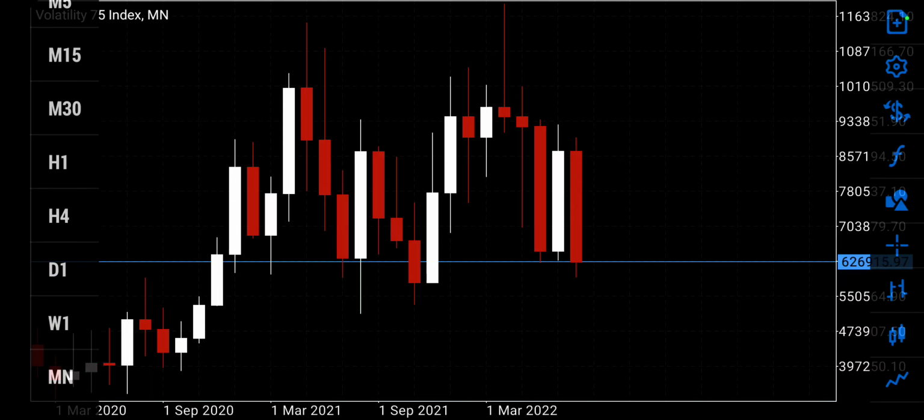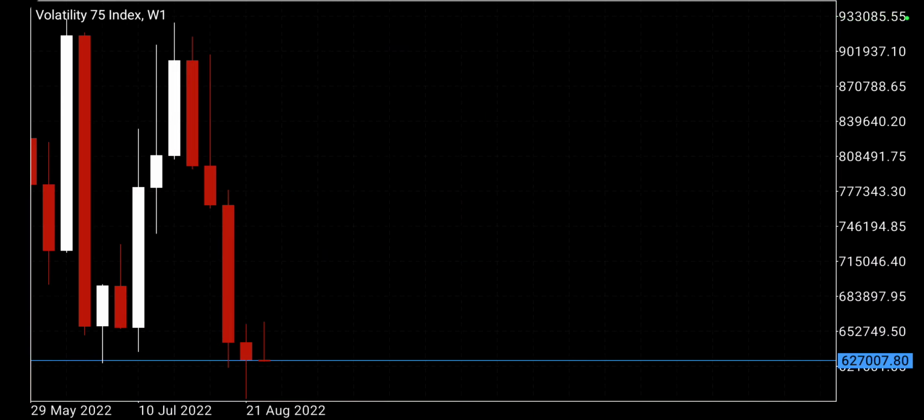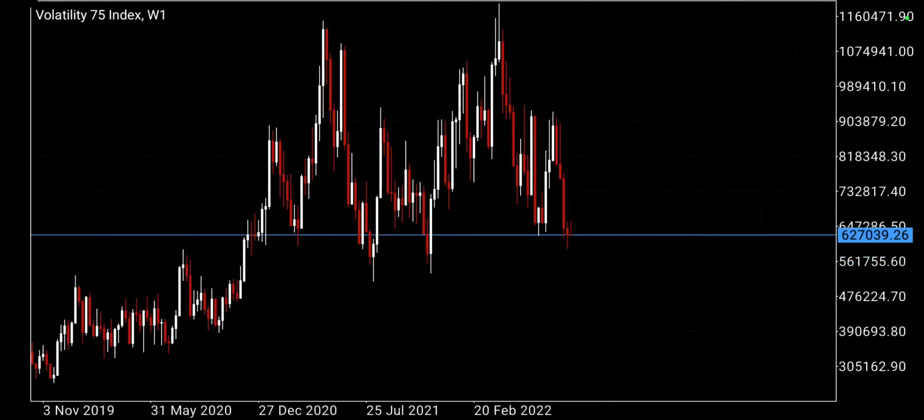So that's all that we have here. We can see that now we are inside the support. We've got more room to go up than to go to the downside, judging from where we are. So let's check our weekly.